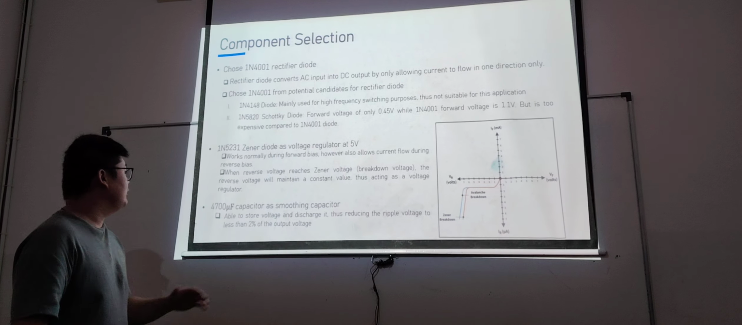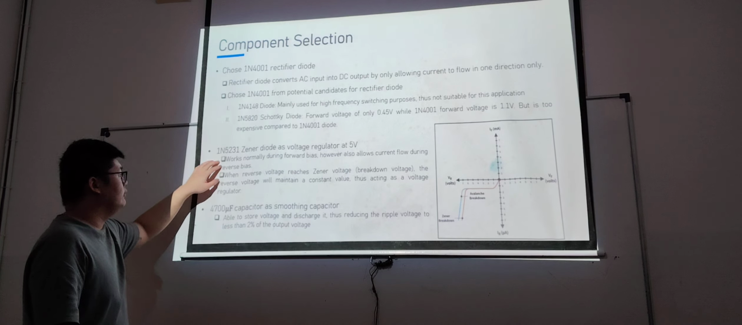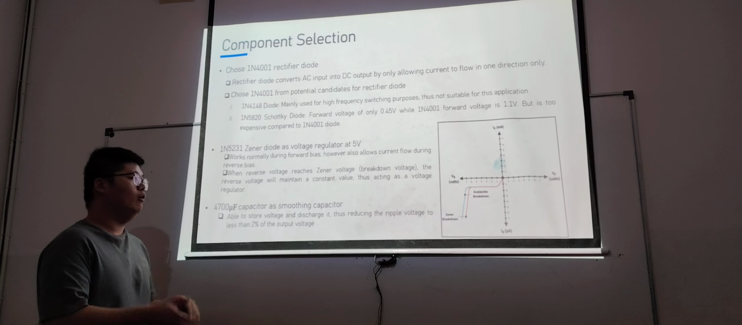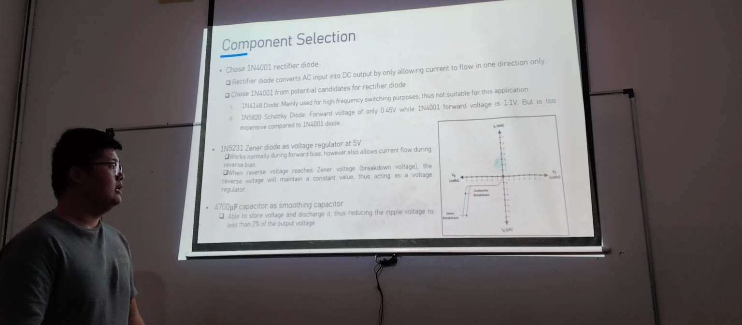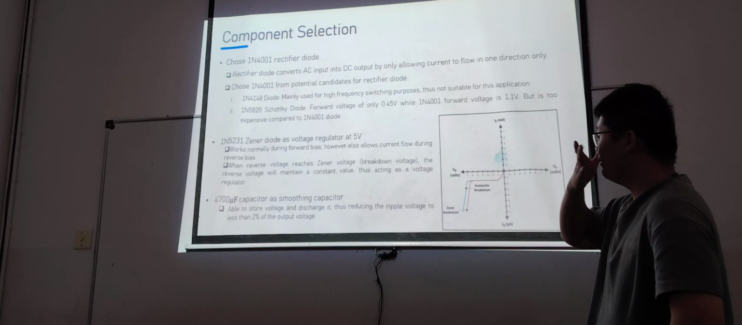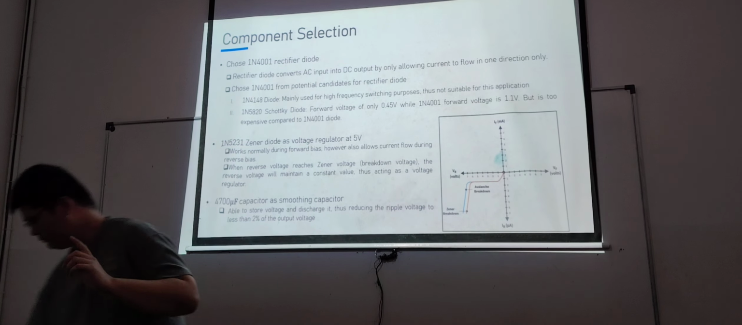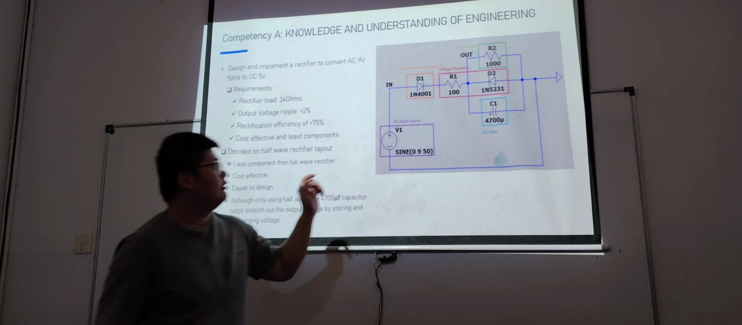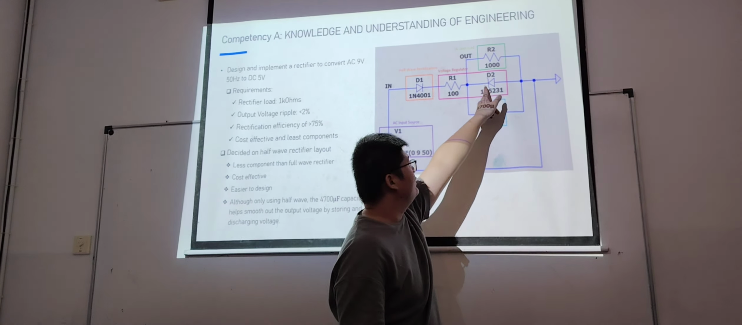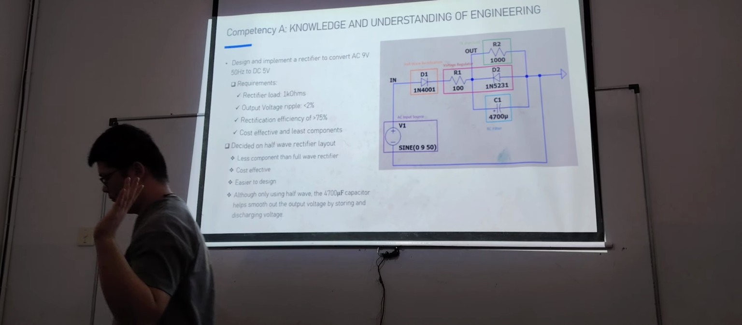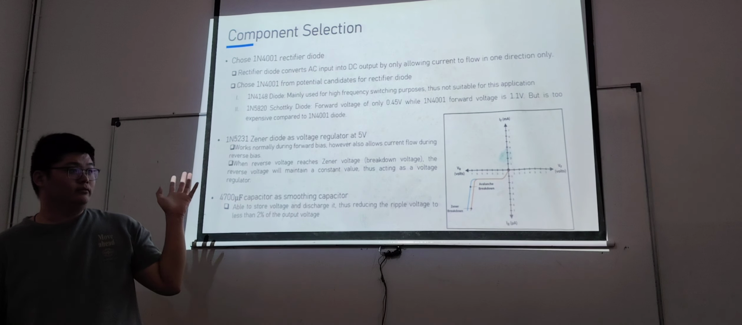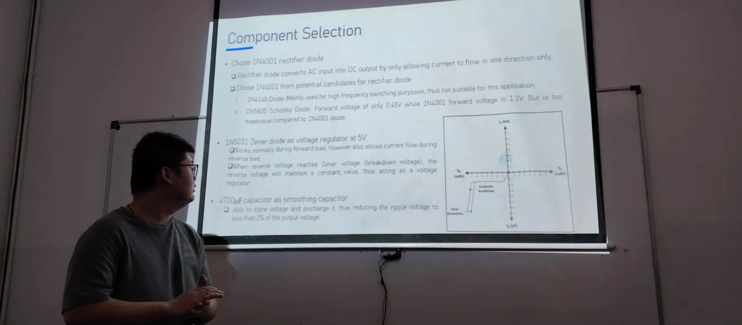Next, to regulate the voltage, I use the Zener diode. The Zener diode only works in reverse biasing mode, as you can see here from the graph. You can see here that my Zener diode is placed in the reverse bias placement, because this diode works only after the breakdown voltage.